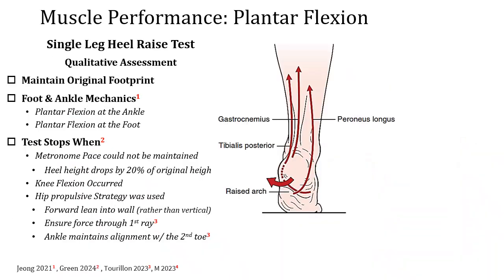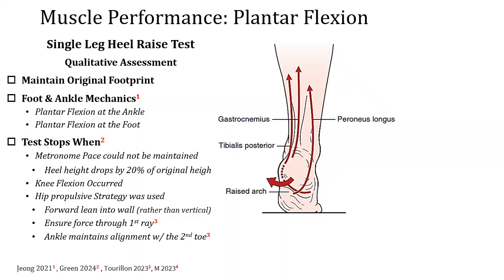All right, sticking with our quality assessment of the single leg calf raise test, I will say that there's been published research that shows that if quality assurance is not implemented with this assessment, the number of repetitions and the overall outcome measures are significantly different. So you want to maintain the original footprint throughout the entirety of the assessment, especially if you're doing it on a slant board. Sometimes people will tend to drift backwards.